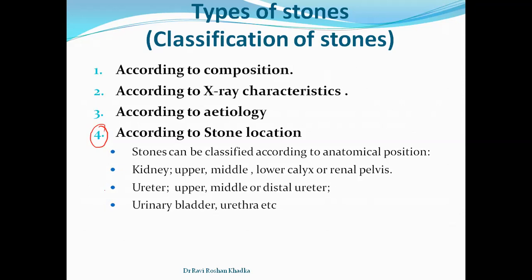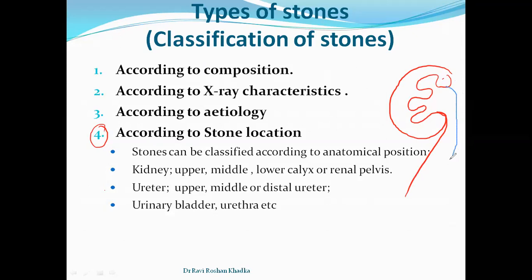Suppose there's a stone inside the kidney, and that stone is, suppose, at the calyx of the kidney. Suppose we're drawing that this is the kidney. So it is over here, like here. It is found over here.